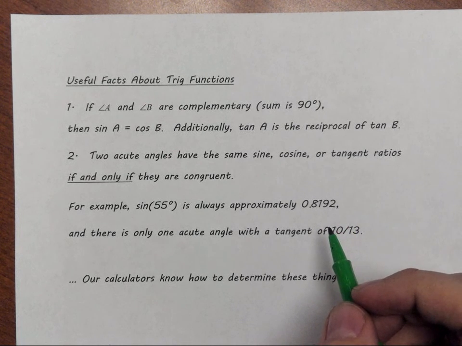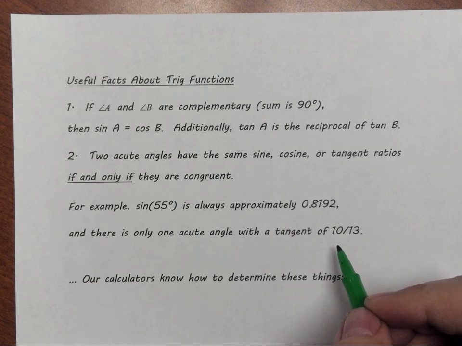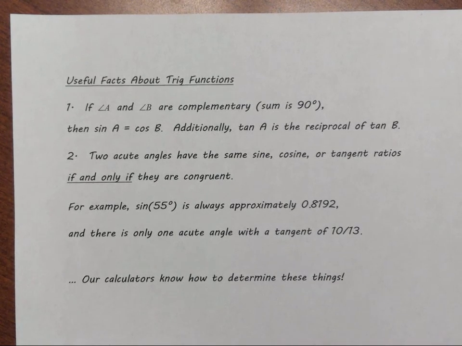Similarly, if I go in the opposite direction, if I wanted an angle with a tangent of 10 over 13, there is only one angle that will allow me to do that. It is unique. This is why trig is so useful to us. This will allow us to solve for missing sides, to find unknown angles, because our calculators know how to determine these things.